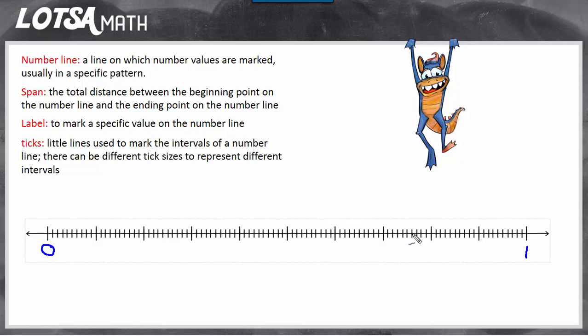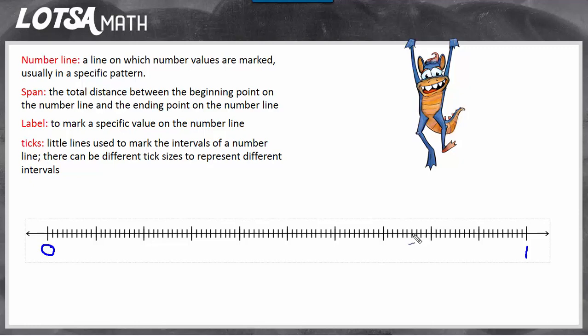So before you can begin labeling specific values or doing anything with the number line, you have to figure out what the ticks represent, what pattern the ticks are showing on the number line. And how you begin doing that is just by counting the spaces that the ticks make. You don't want to count the ticks themselves. You want to think about the spaces that the ticks separate into.